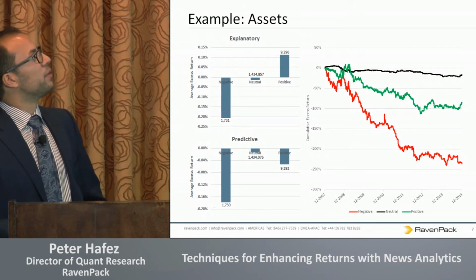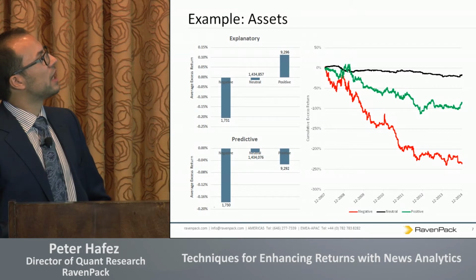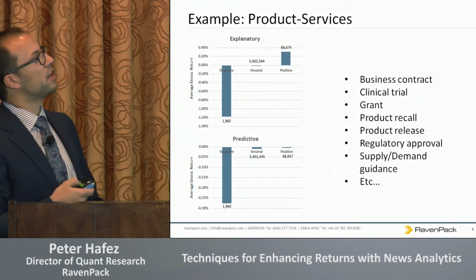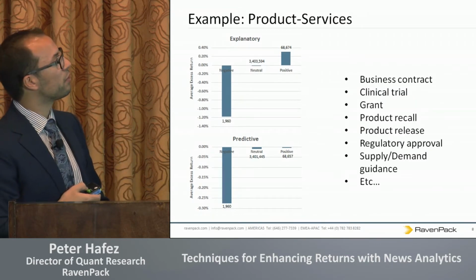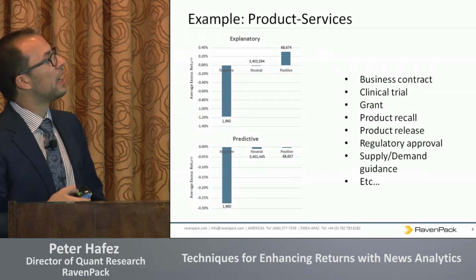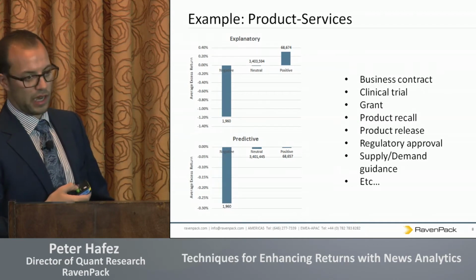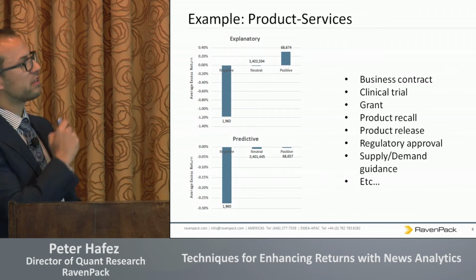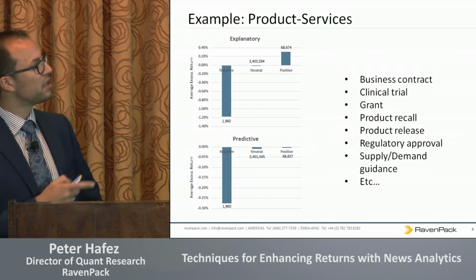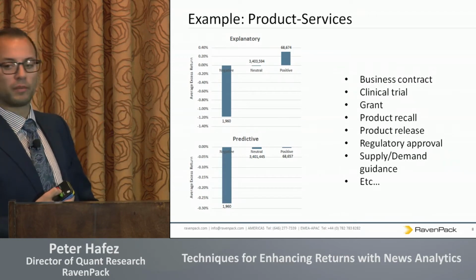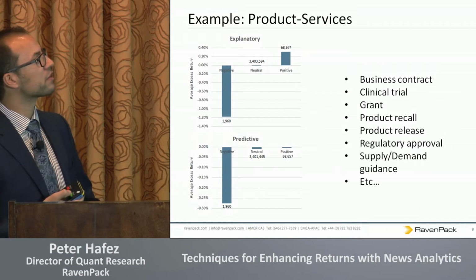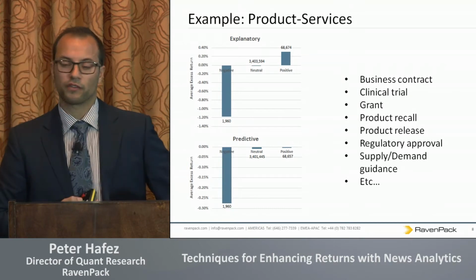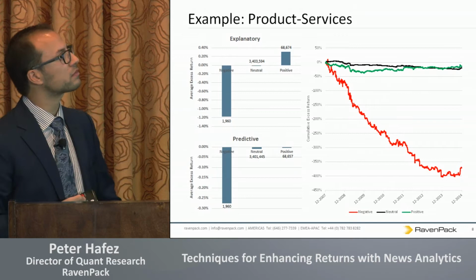And finally, we can look at products and services. Similar thing, intraday positive sentiment stocks outperform negative sentiment stocks. And looking at it from a predictive point of view, there's still a lot of value left for negative sentiment, but there's really nothing left for positive sentiment stocks. And this is kind of what it looks like from a cumulative return point of view.